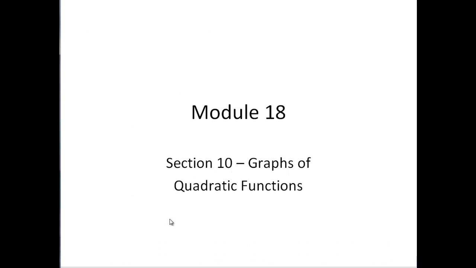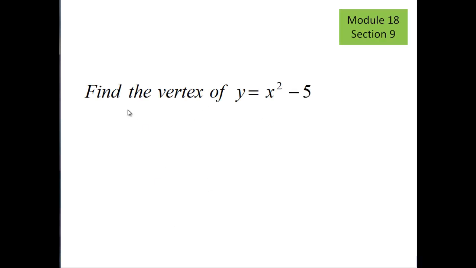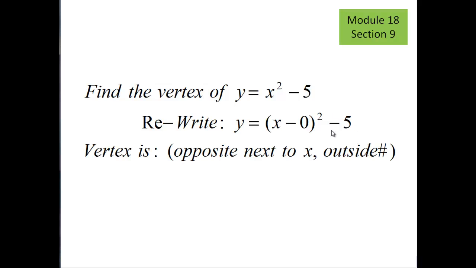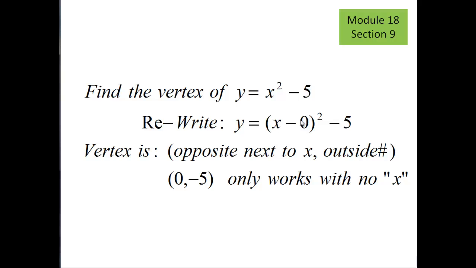Okay, the last section is Module 18. Section 10, rather, of Module 18. Quadratic functions. Find the vertex of x squared minus 5. Okay, there's a lot of ways you can do that. You can put it in the form of the transformations, which was the last one we did. Just put it in parentheses, x minus 0 squared minus 5. Now it's in the format where the opposite of this number and that number give you your vertex. So we take the opposite of whatever's next to x and then the outside number. So our vertex is 0, because that's what's next to x, and negative 5.